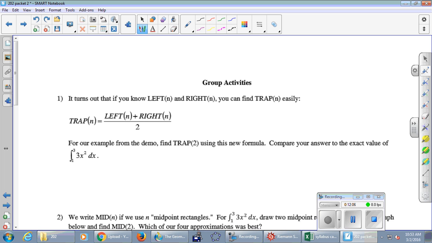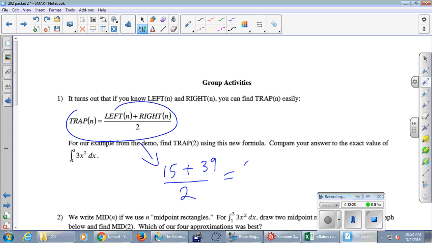Okay, so I suppose we've just done this part here, but we'll write it out and then you'll continue the activity. If you wanted to use this formula, we would say, what was the left approximation in this case? 15 plus the right approximation, 39, and then divide by 2 because that's how we average. And lo and behold, the same 27 we had before. Okay, so you're going to continue the activity here in number 2.